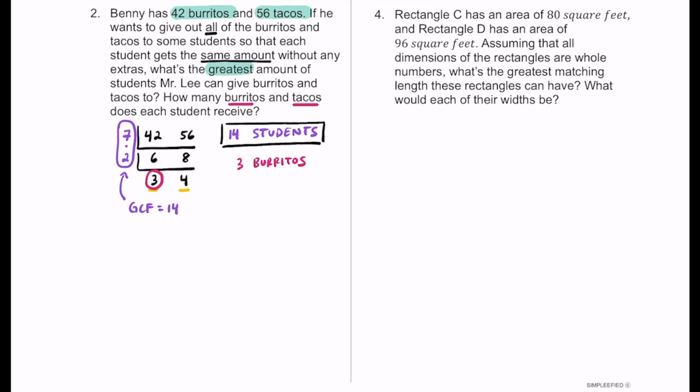And then what does the 4 represent down here? The 4 represents if there were 56 tacos and they were split evenly among 14 students, each of those 14 students is going to receive 4 tacos each. All right, so a total of 14 students. The number of students here represents the GCF, and we can give 3 and 4 burritos and tacos to each of these students.